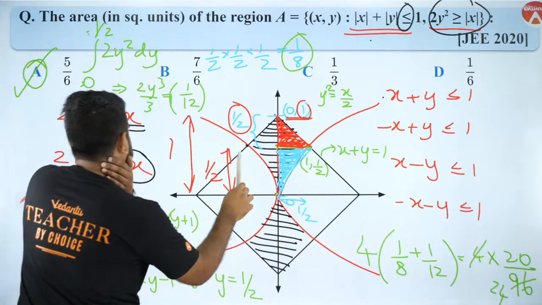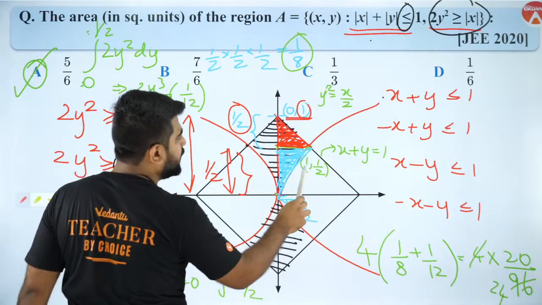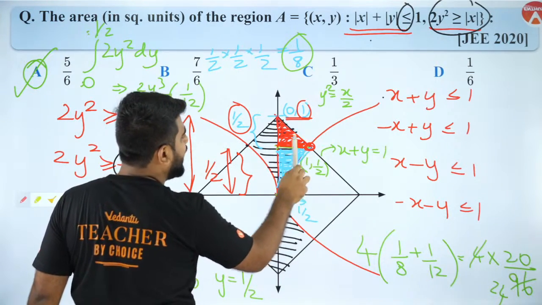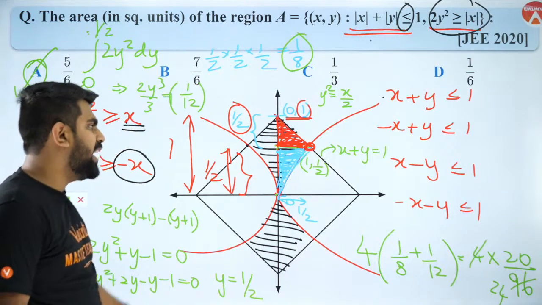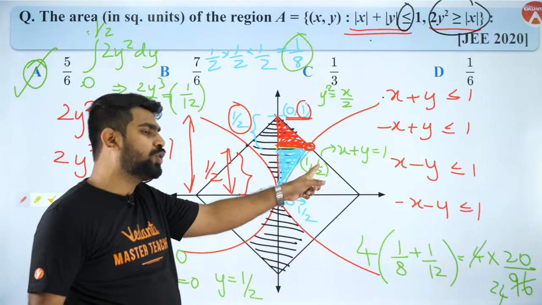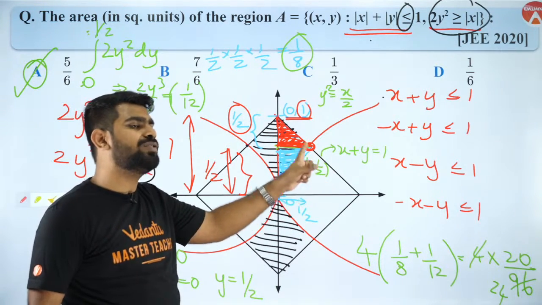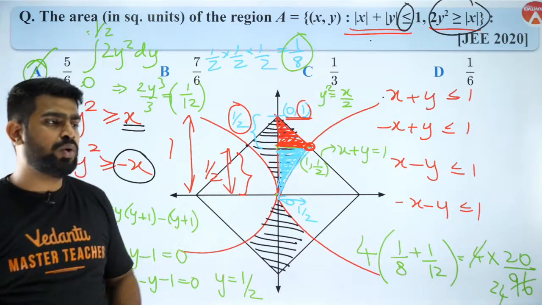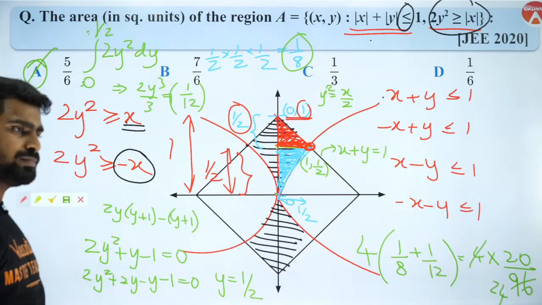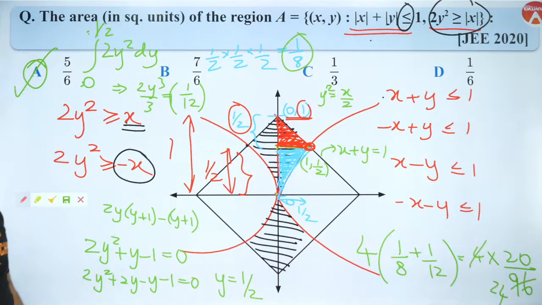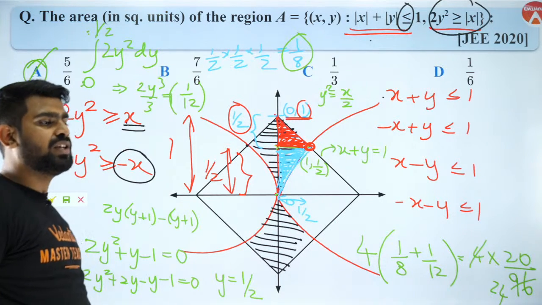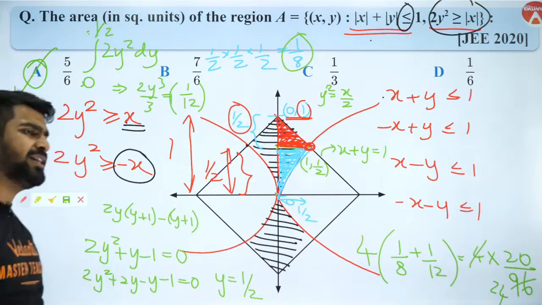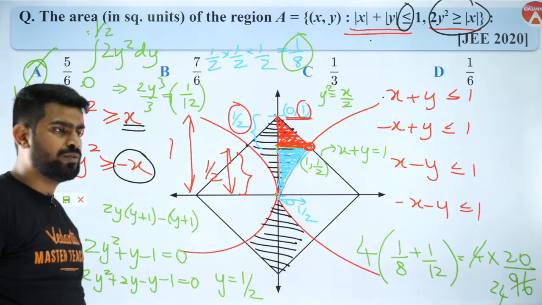So now how is this height half? This height is half because I solved the parabola and the line. They intersect at 1, 1 by 2. So the y coordinate of the point of intersection is half. So that is why this height is half. I hope you guys have got it. It is important for JEE Advanced, not for mains. For mains, what we are doing here is good enough.